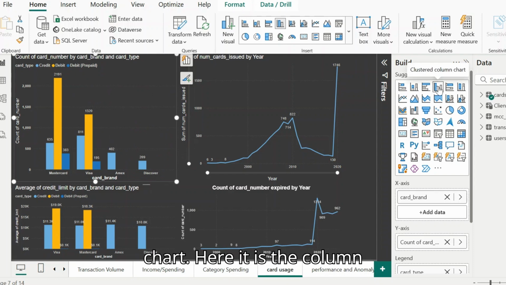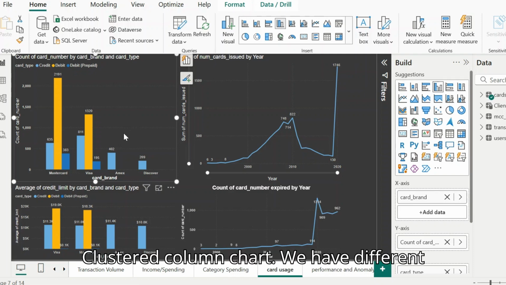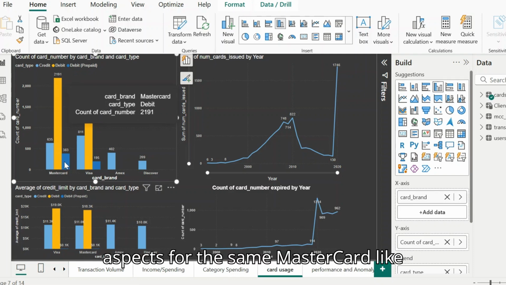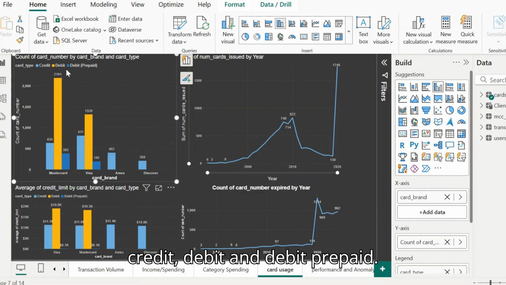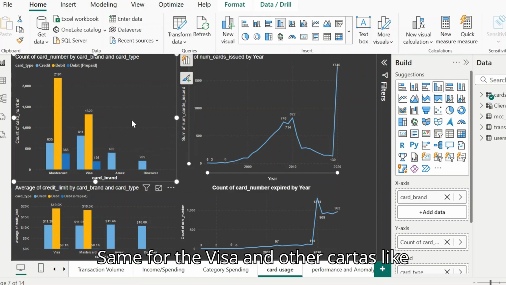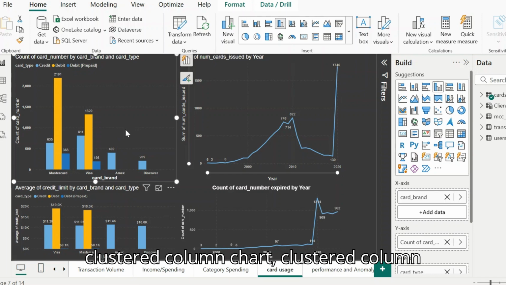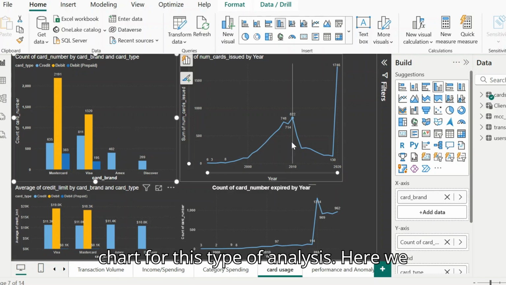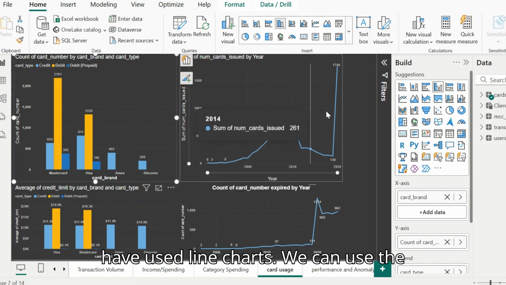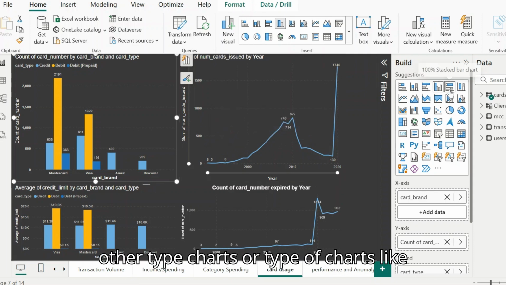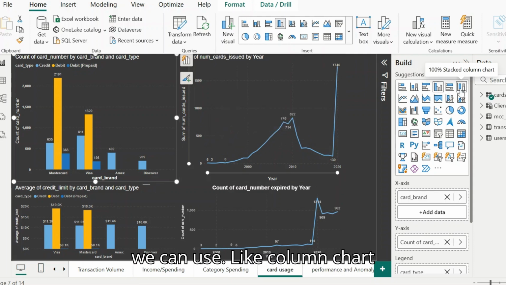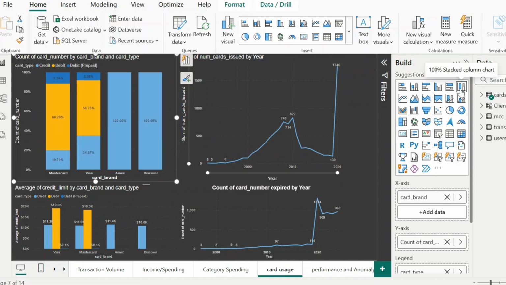Here it is the column chart. We will be using a clustered column chart. We will have different aspects for the same Mastercard, like credit, debit, and debit prepaid. Same for Visa and other cards like Discover and Amex. We are using a clustered column chart for this type of analysis. Here we have used line charts. We can use other types of charts, like a column chart.